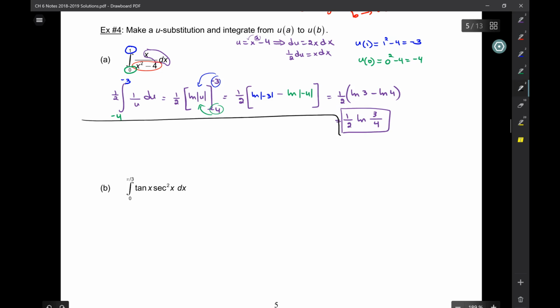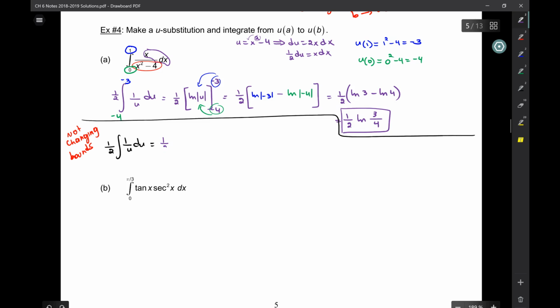Suppose you're just morally opposed to changing these numbers. Okay? So suppose you didn't want to change the numbers. So you get 1 over 2, 1 over u du. And you're like, you know what? I don't want to change the numbers. Not changing bounds. Because I don't know, you're just philosophically opposed to this. Okay? What you would do is this.